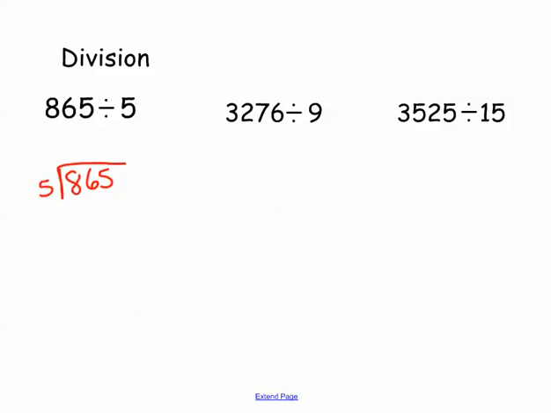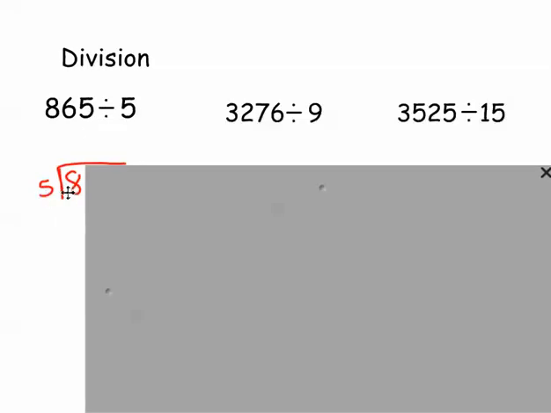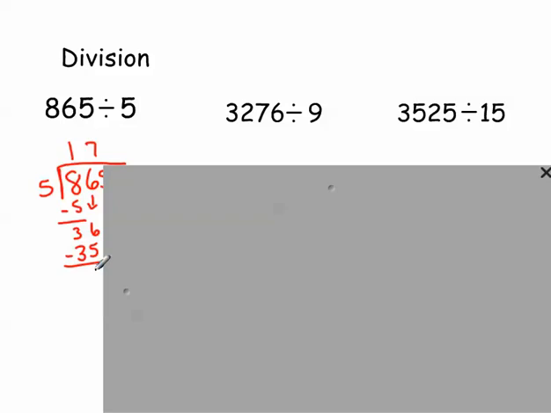So I want to simply just look at it one thing at a time. So 5 goes into 8 one time. I get 3. Every time I subtract, I'm going to bring down the next number. 5 goes into 36 7 times. That's 35. Subtract. Every time I subtract, I'm going to bring down the next number. 5 goes into 15 3 times. I have no remainder, so I'm finished. 173. All right, let's try the next one.